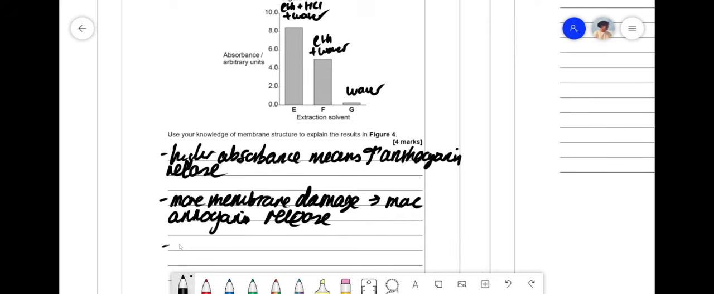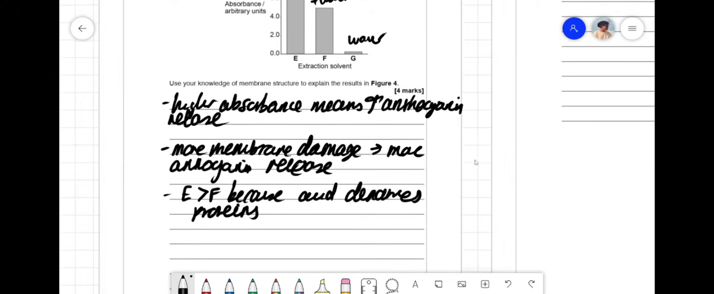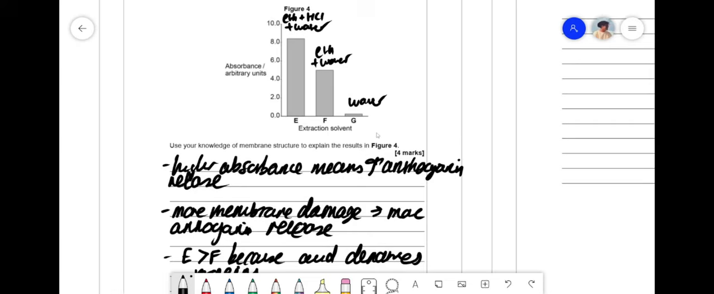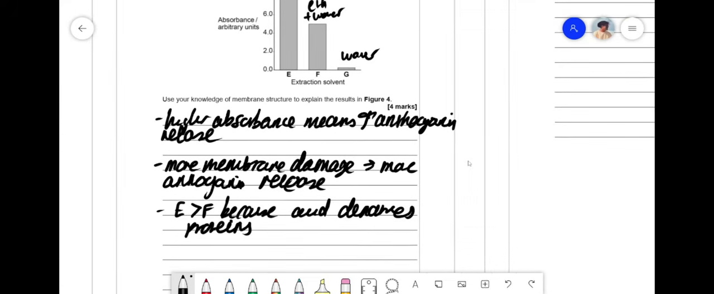E is greater than F because the acid is present. So because the acid denatures proteins, we can all get that one. Now the bit that everyone's screwed up on when I've seen people do this is that they completely dismiss the fact that F is significantly higher than G. So F is higher than G, but we need to say why.